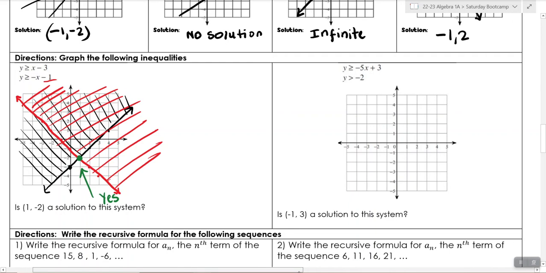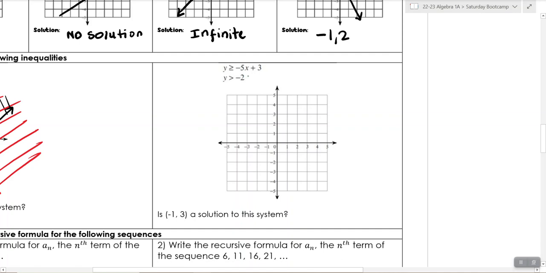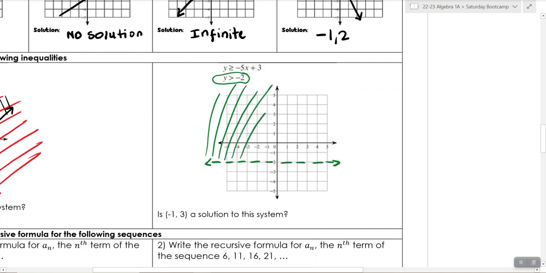All right, so now graphing this one, y is greater than -2. That's a dashed line that's horizontal, is what I meant to say, at -2. It says greater than this, so the shading is going to happen here. It's going to be all the points above, but no points on the line, because the line is dashed.